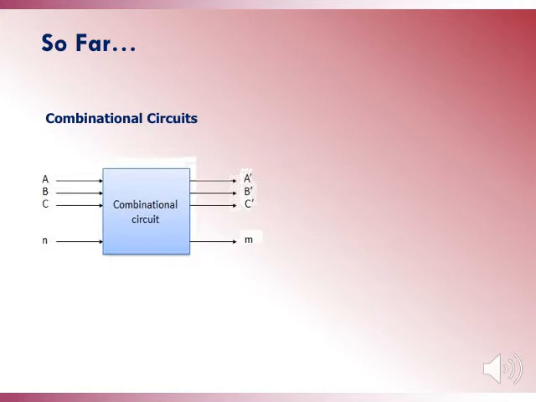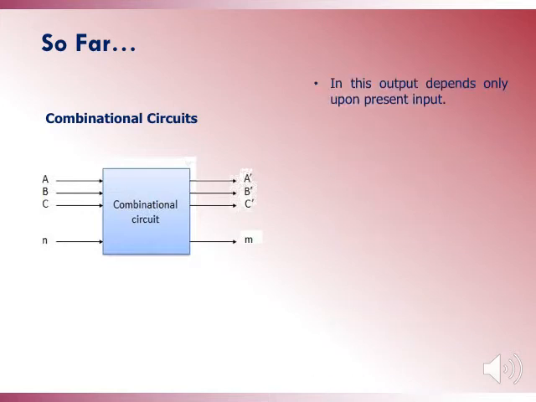So far we have studied combinational circuits. The combinational circuit consists of logic gates where the outputs at any instant of time are determined only by the present combination of inputs. Here the inputs given are A to N and the outputs are labeled as A dash, B dash and so on till M. So, M outputs are dependent only on the present values of N inputs.